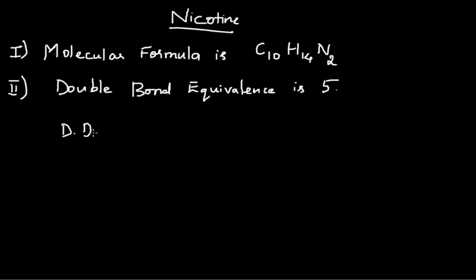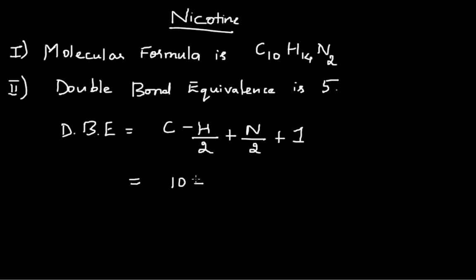So what is double bond equivalence? Double bond equivalence is given by number of carbon atoms minus number of hydrogen atoms divided by 2 plus number of nitrogen atoms divided by 2 plus 1. So here the number of carbon atoms are 10, hydrogen atoms are 14, and the number of nitrogen atoms are 2. If we do the calculation, it is 10 minus 7 plus 1 plus 1. So this is 5.